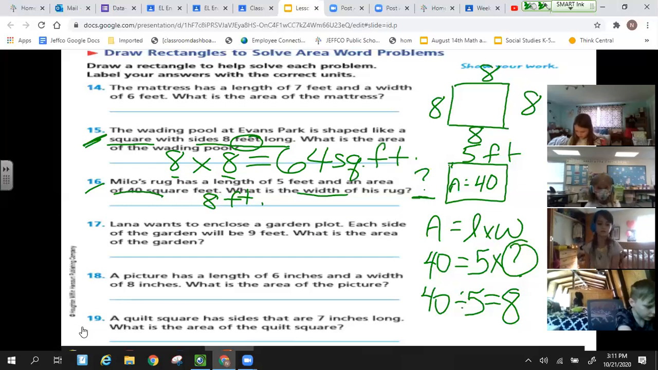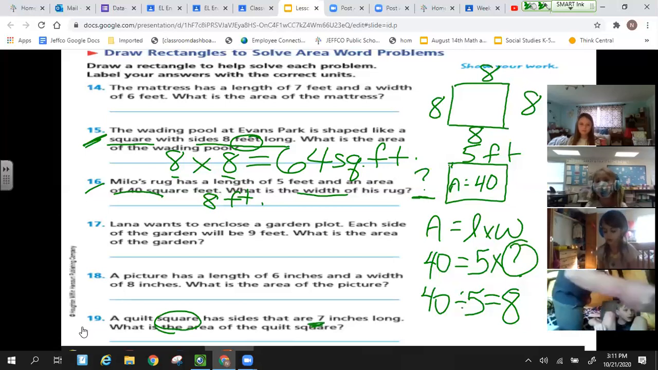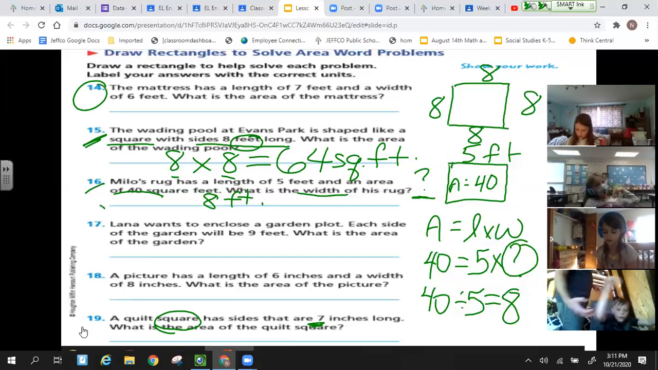So just when you see any of these problems that have something about a square, number 19 says square, you know that all sides are going to be that length.